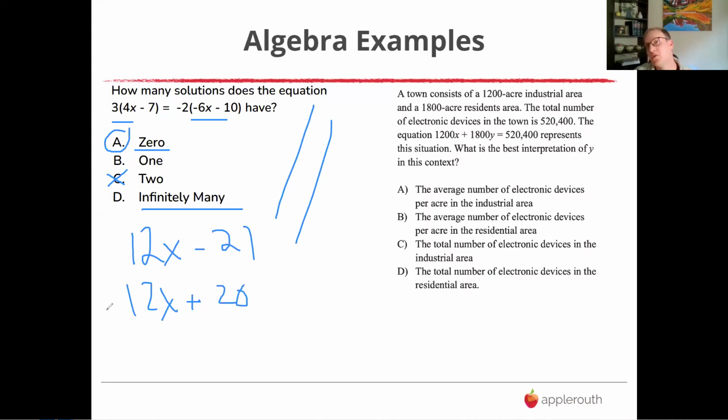And the one on the right is more like, it's basic algebra, but it's modeling, and it's more like the one we just saw with the doubling every 12 hours. 1,200 acre industrial area, 1,800 acre residence area, this many devices in town, and this equation represents it. What is y? Well, y is connected to 1,800, so it's the residence, not the industrial.